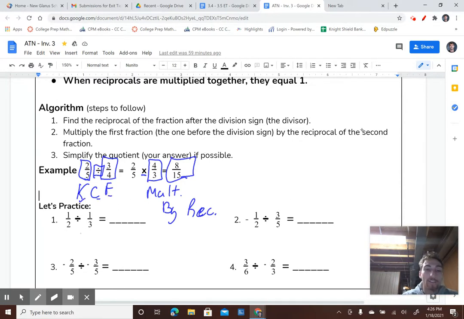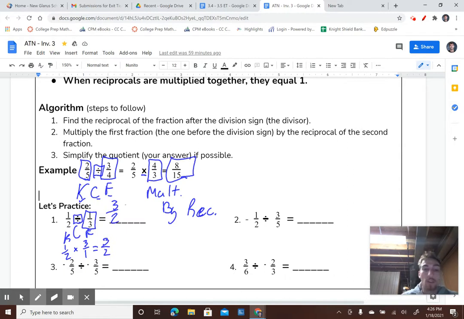We have 1/2 divided by 1/3. So again, we're going to keep that 1/2 the same. We're going to change this division sign to a multiplication sign, and then we're going to flip this 1/3 to 3/1. And if we multiply across the top, 1 times 3 gives us 3. Multiply across the bottom, 2 times 1 gives us 2. So here we have 3/2.